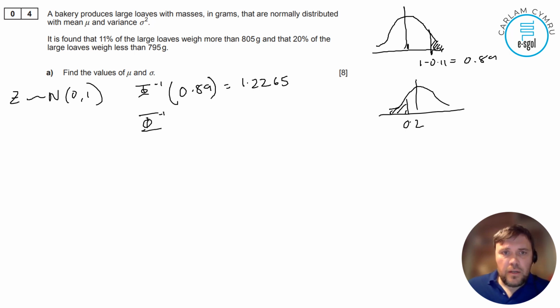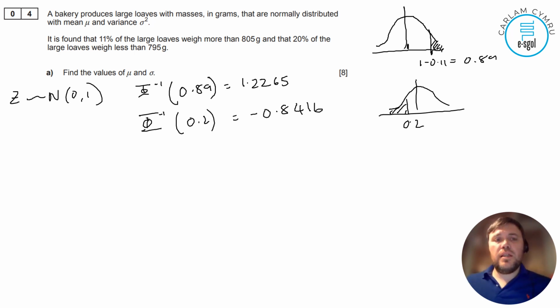And then for the other one, phi of 0.2, and that is equal to minus 0.8416, which is expected because we have put in a mean of 0, so therefore if it is less than that, it's going to give a negative value.